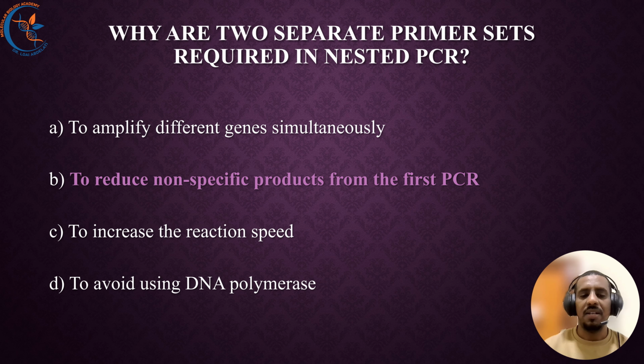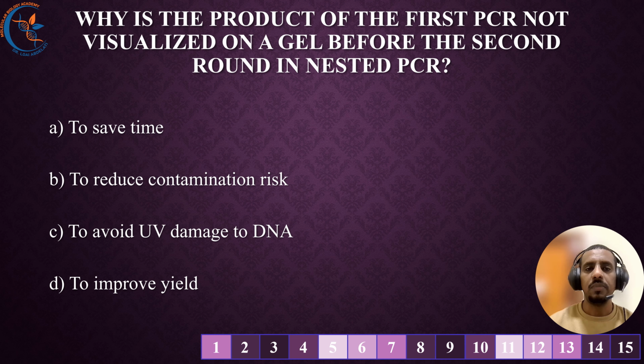All right, let's move on. Okay, let's see the next question here. Why is the product of the first PCR not visualized on gel before the second round in nested PCR?